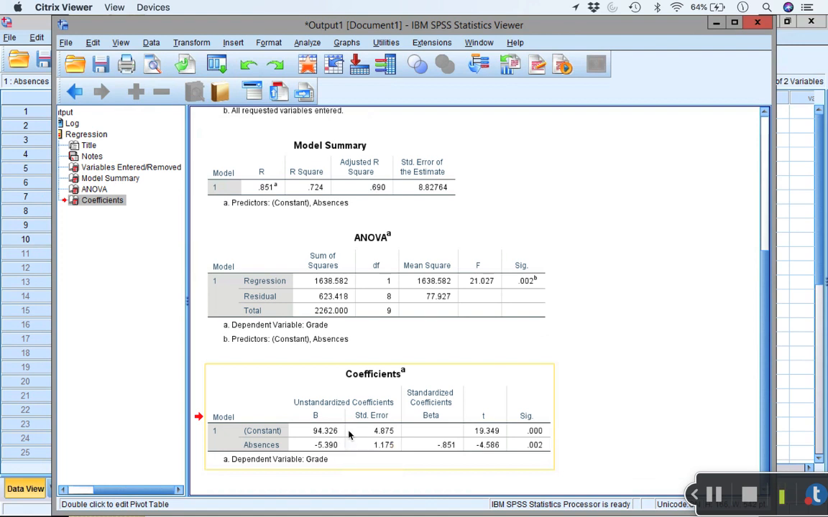Your book does talk about how you can calculate those by hand. It goes through an example. If that makes sense to you, that's great. But this is a little bit of a shortcut to use SPSS to pull that intercept and slope. So remember the 94 and the negative 5, and we're going to jump back to our slides and see how we can use these two numbers.